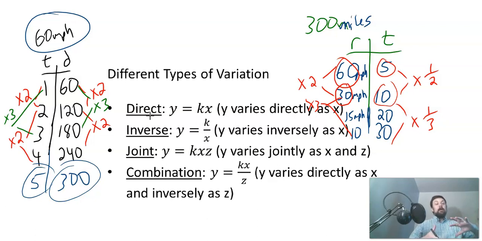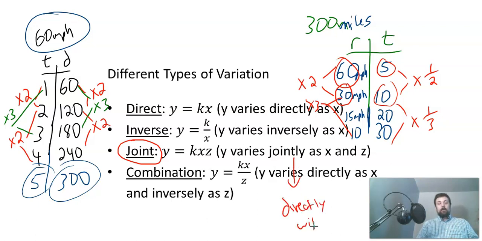However, you can have combinations of the two. And one special combination they have a special name for is jointly. I'm really not a fan of this special keyword, because all jointly is, is varying directly with two variables at the same time. It just varies directly with both. So if you see the phrase y varies jointly as x and z, that means y varies directly with both x and z at the same time. So jointly just means directly with both, with two variables at once.